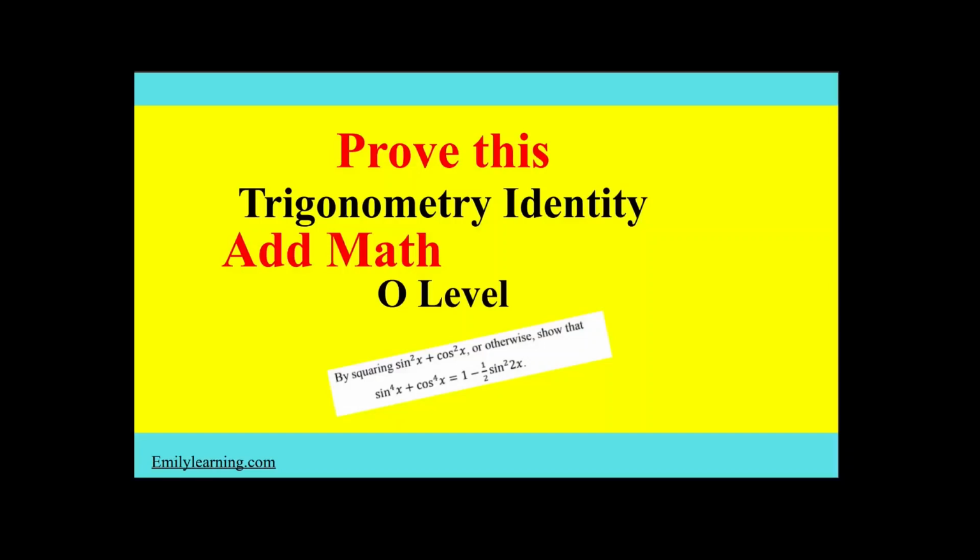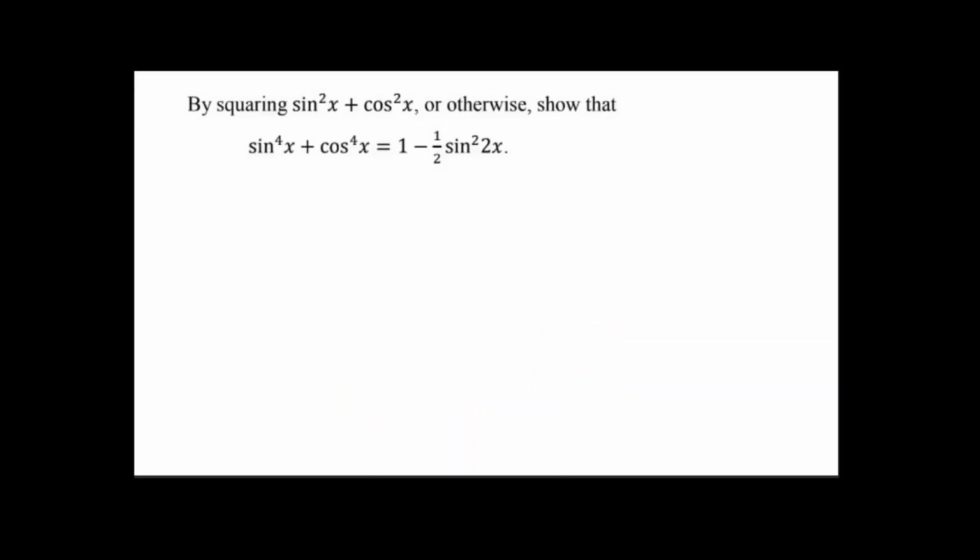In this video, we'll be looking at how to prove this trigonometry identity: sin^4 x + cos^4 x = 1 - 1/2 sin^2 2x. This is a common type of question that is tested in O-level additional math. So let's get started.